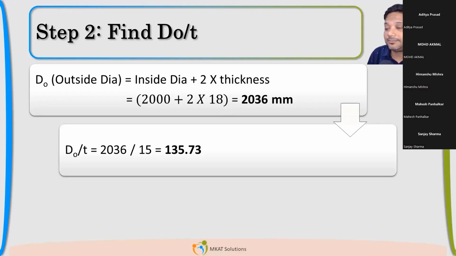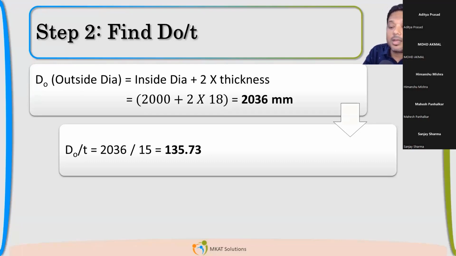Now you don't get confused with 15 here, 18 here, right? Now I think you remember. This is the corroded thickness because we are calculating for end of life. Here we used 18 because OD is not going to change. So 2036 divided by 15, we got 135.73. Remember this value because we are going to use this value for calculating factor A.